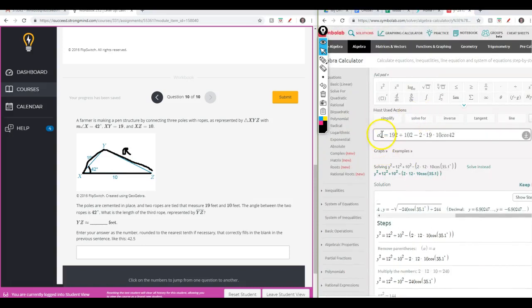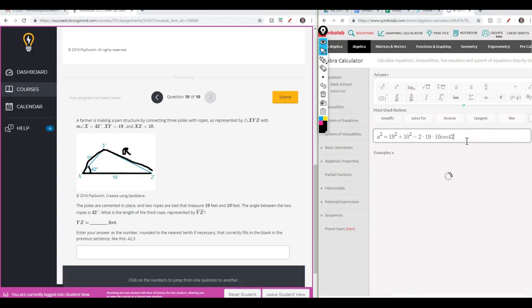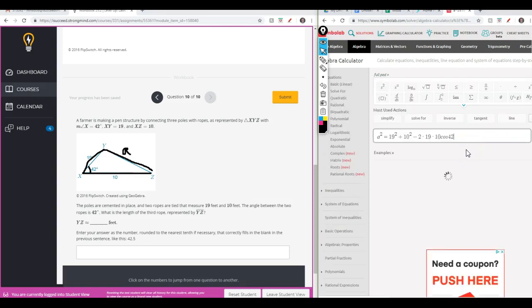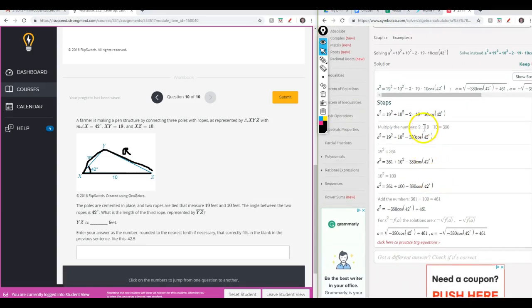And again, this one doesn't copy that squared over very well. So just make sure you either type it in all originally into here or you fix that squared. So then we have the steps again. We're going to multiply our numbers 2 times 19 times 10 to equal 380. So that's how they went from right here to 380.